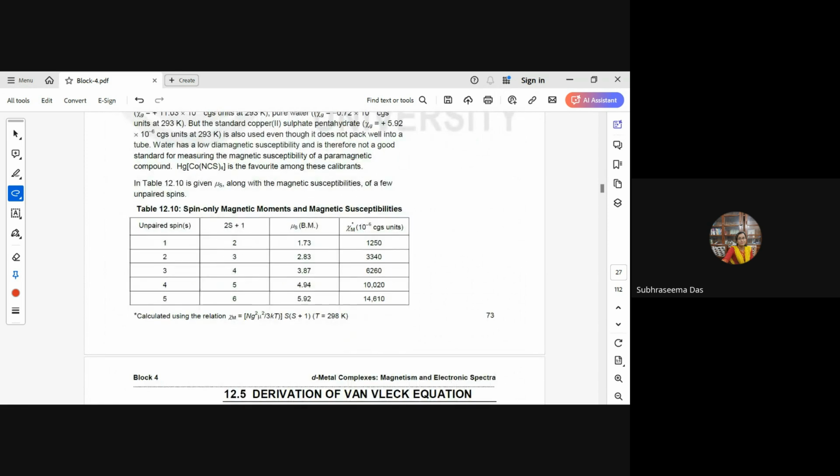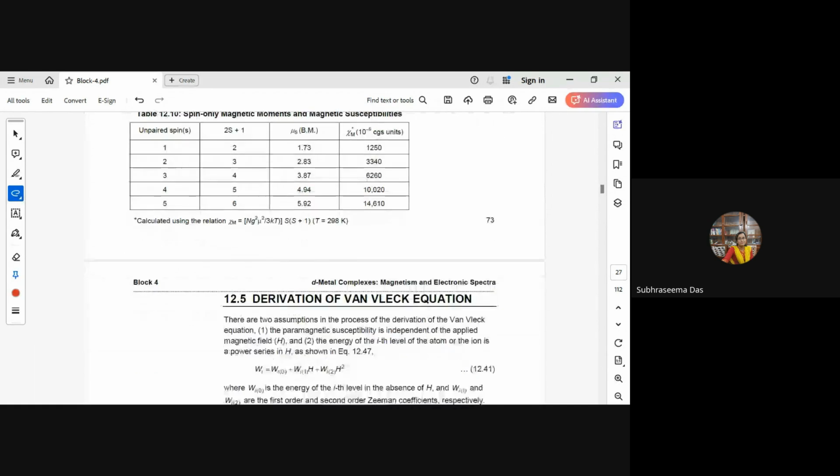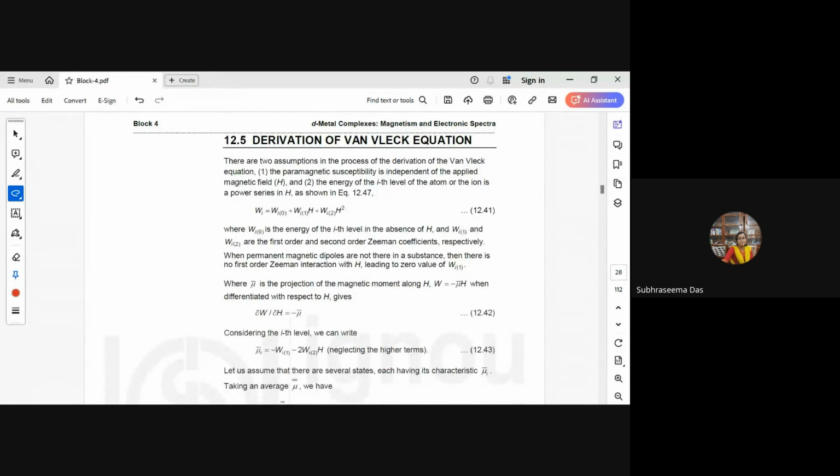In table 12.10, spin-only magnetic moments, that is mu S, and chi M for some numbers of unpaired electrons have been shown. Now we have the derivation of the Van Vleck equation. To derive it, two assumptions are made: that the paramagnetic susceptibility is independent of the applied magnetic field H, and that the energy of the ith level in the atom or ion is a power series of Wi0, Wi1, Wi2, and so on.